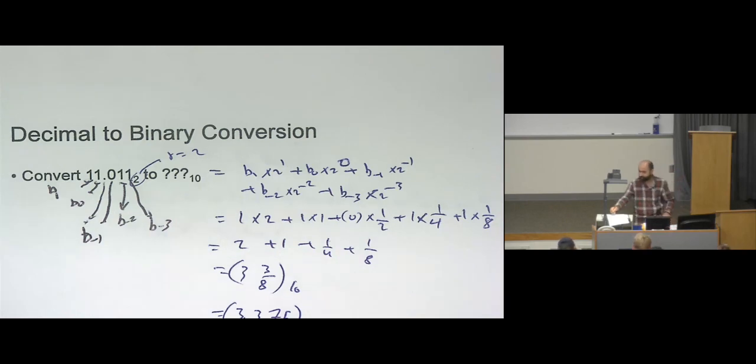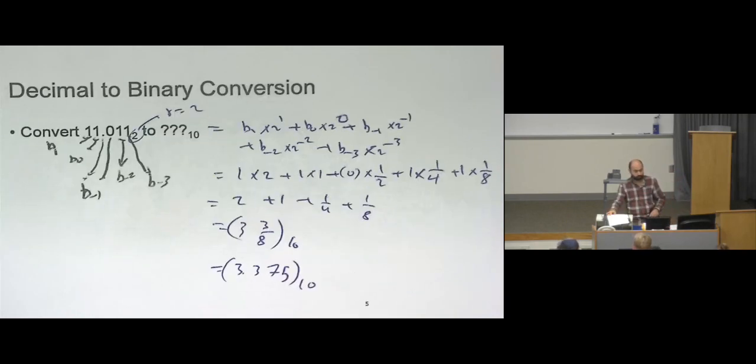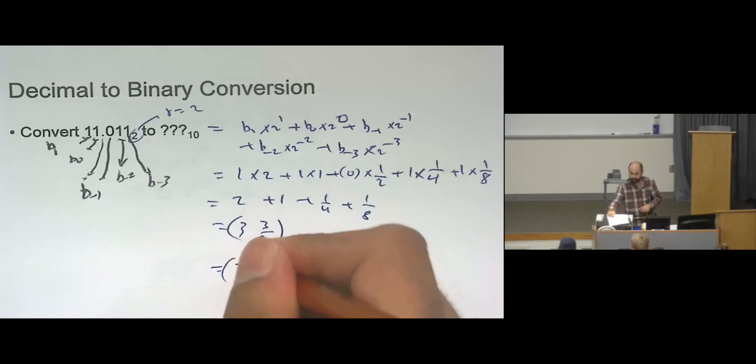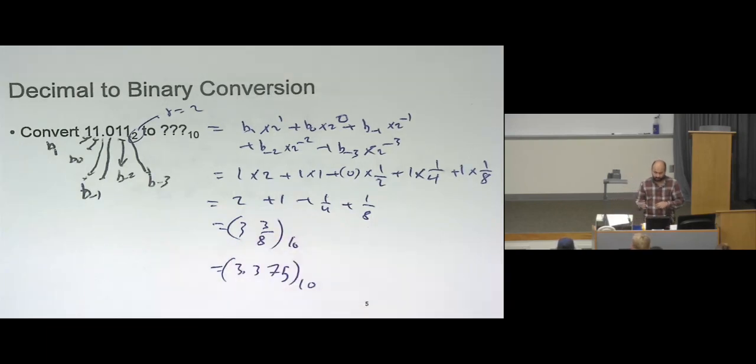Any questions? So that's how we make the conversion if there is a decimal point or if there is no decimal point related to it.